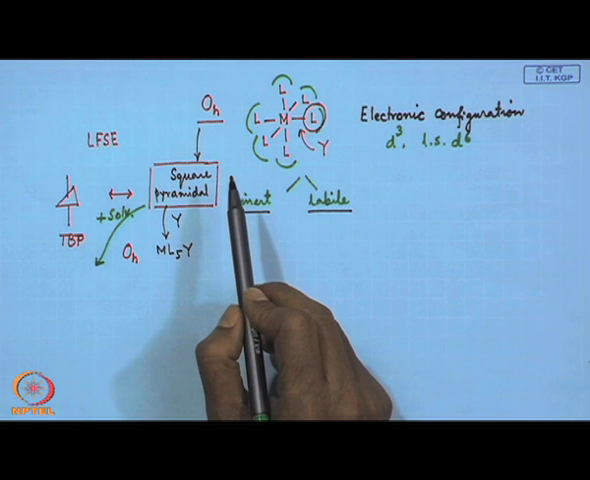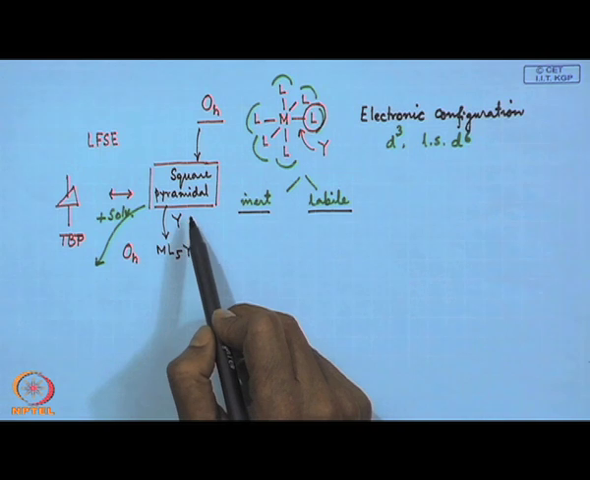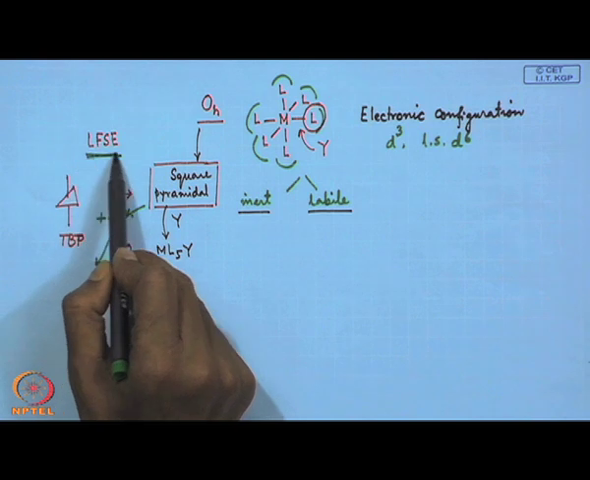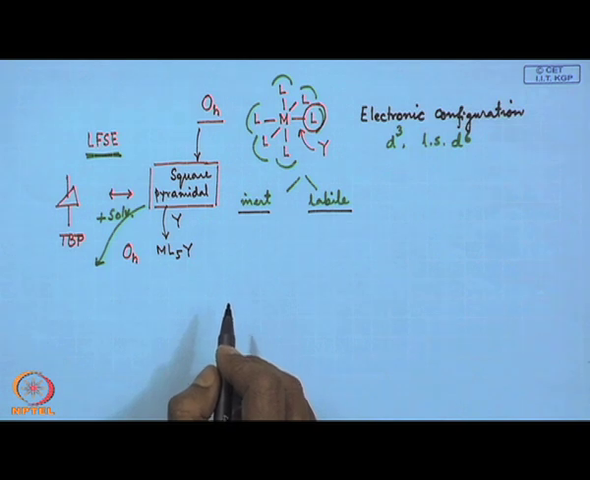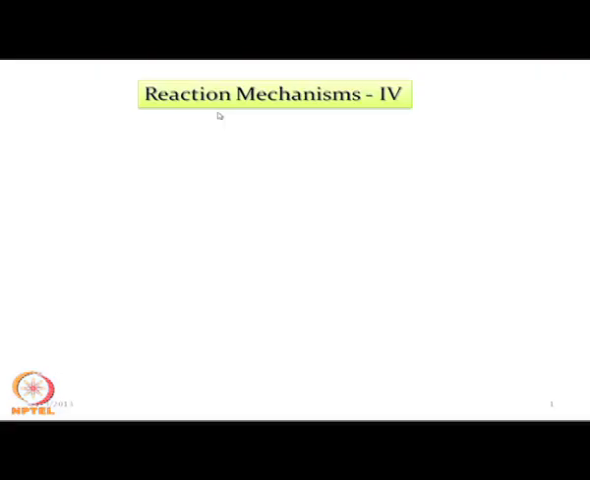So, if we compare the LFSE for octahedral geometry and the LFSE for square pyramidal geometry, then the difference between these two LFSE values will tell us something about the stabilization or the energy of activation for these compounds. This fourth part of the reaction mechanisms is what we are seeing here: we can have two types of molecules, labile or inert, and how the labile molecule goes for the substitution reaction and how the inert molecule can go for that.